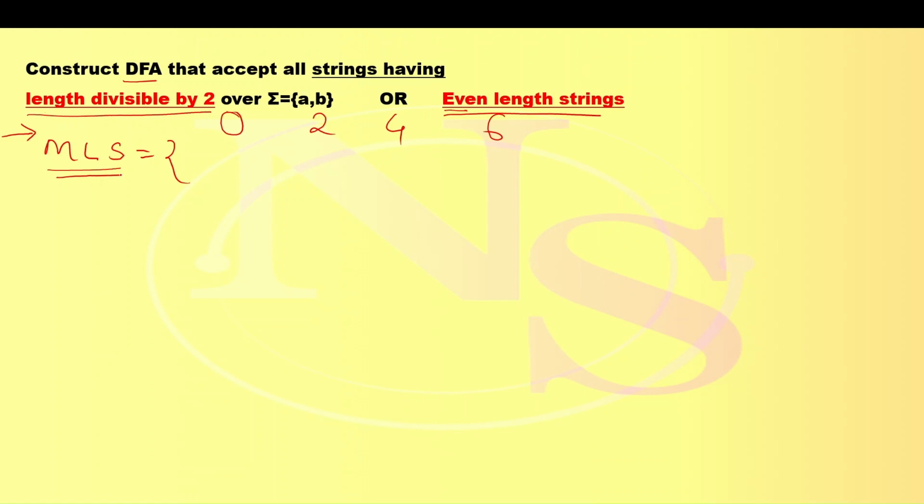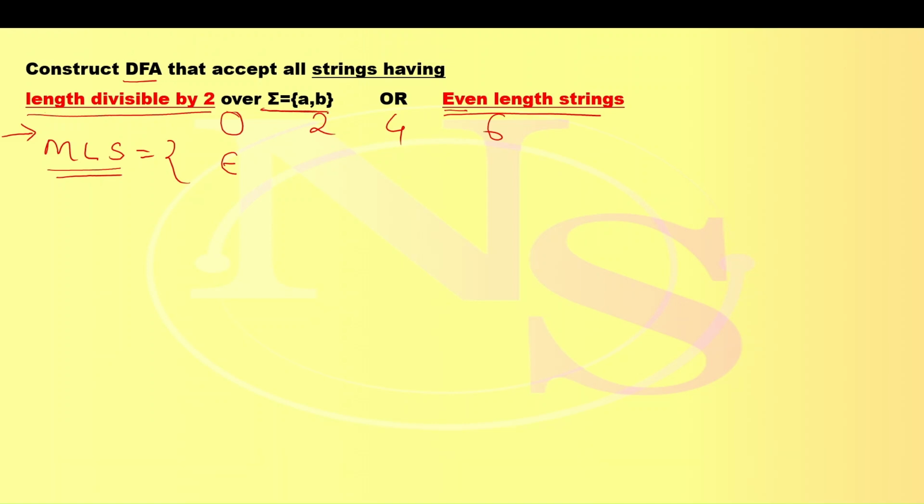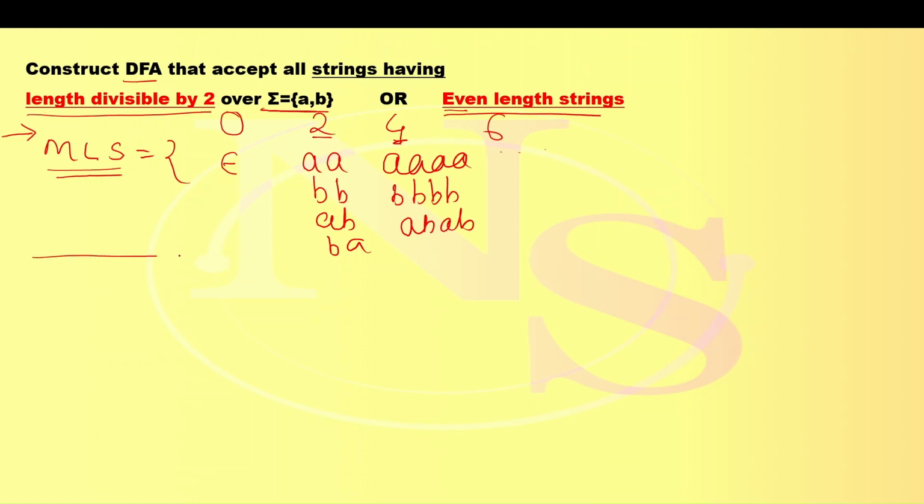What are the strings having such lengths? For example, what are the strings whose length is 0? We have epsilon. Epsilon is an empty string whose length is 0. If sigma contains a, b, then what are the strings whose length is 2? For example, aa or bb, or any combination of a and b. What are the strings whose length is 4? I can say four a's, or four b's, or any combination of a and b. Similarly, we can write down the 6-length strings. Once we have written the minimum length string set, we can design the DFA for this.